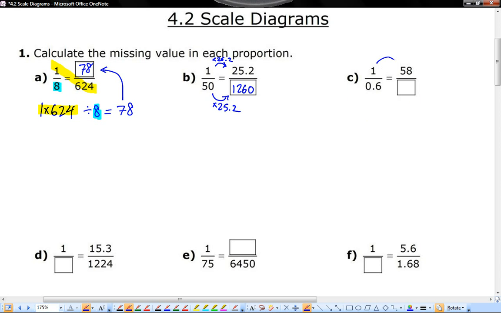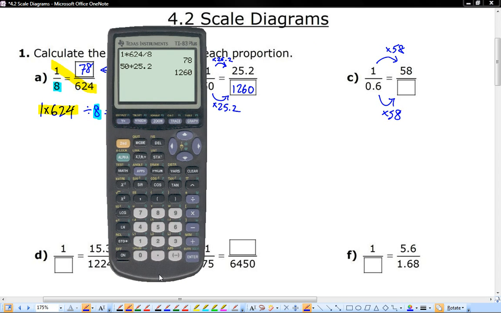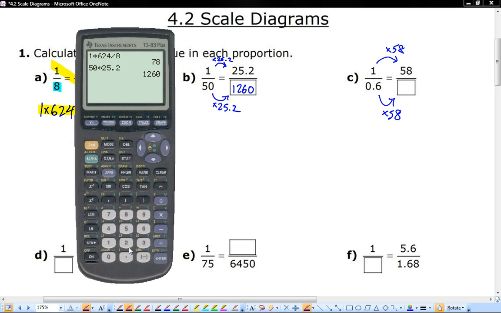And again here, same thing. 1 times 58 will give me 58, so I can do 0.6 times 58, and this will give you the missing value that should go in that box. So 0.6 times 58 is equal to 34.8.